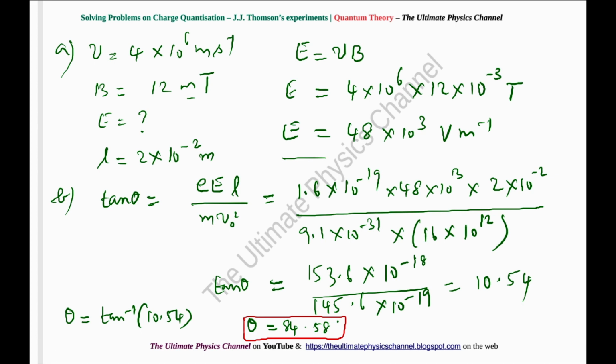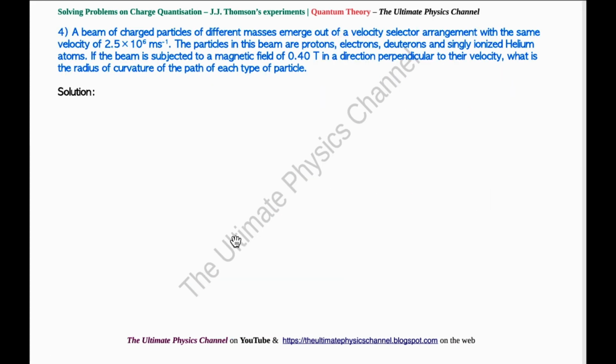Okay, let's move on to the next one. That is the fourth problem. A beam of charged particles of different masses emerge out of a velocity selector arrangement. What is this velocity selector arrangement? Basically, velocity is given by E over B in our expression, right? So the region where the electric and magnetic fields are present, that is the velocity selector arrangement.